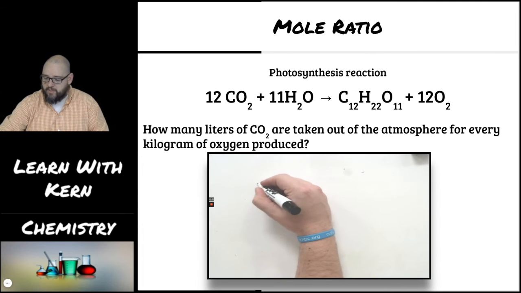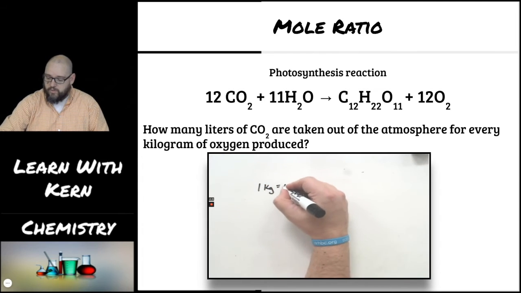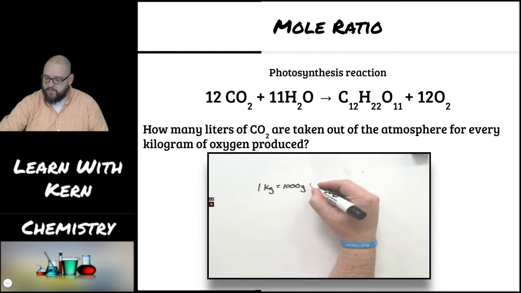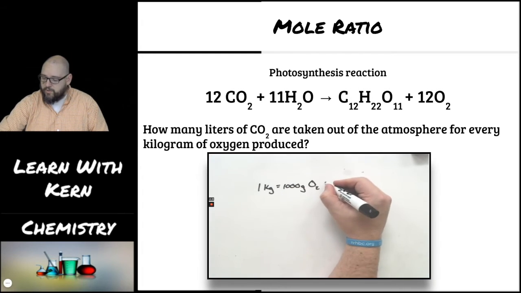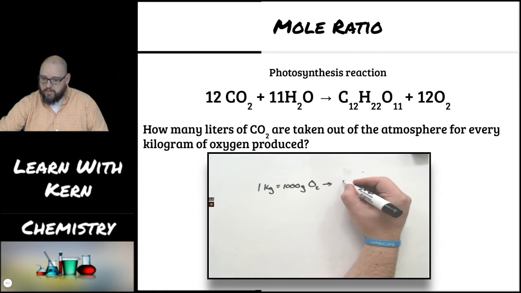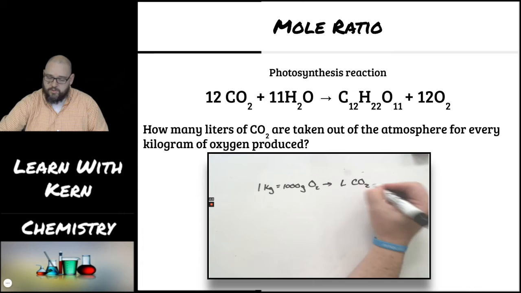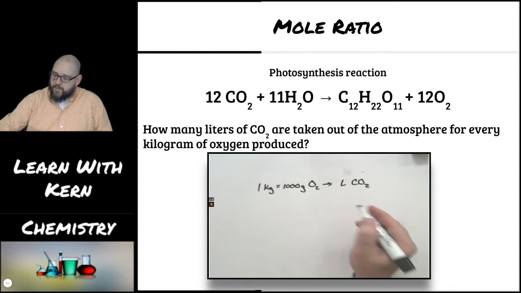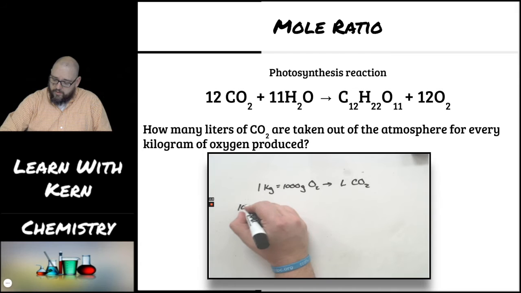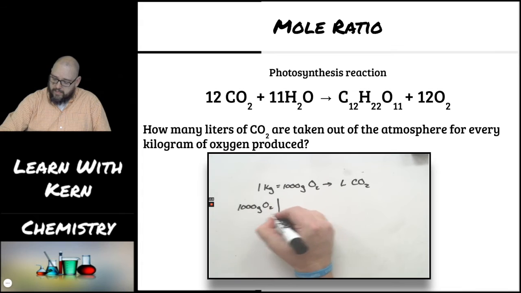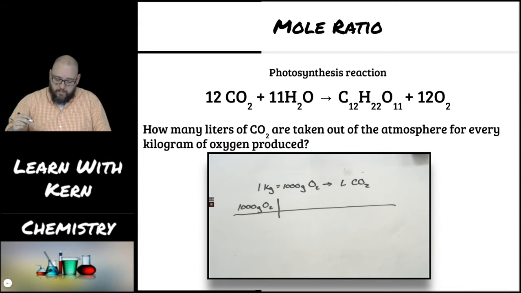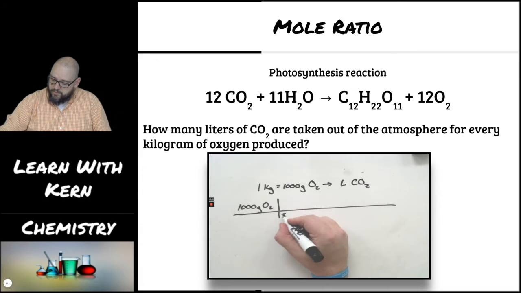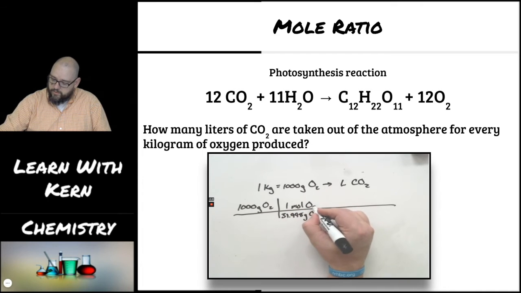So this time I'm given a kilogram, which is 1,000 grams of oxygen, and I want to know how many liters of CO2 that is. Okay, so again, I start with the number that I'm given in the problem, 1,000 grams of oxygen, and I first have to convert that to moles. So the molar mass of O2 is 31.998 grams of O2 is equal to 1 mole of O2.